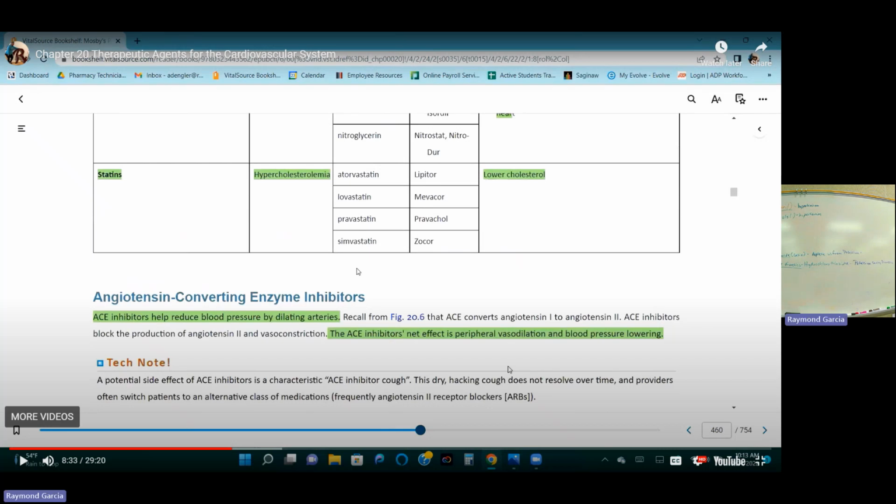Just going to start talking about statins. They treat hypercholesterolemia. They're statins, and they treat cholesterol.